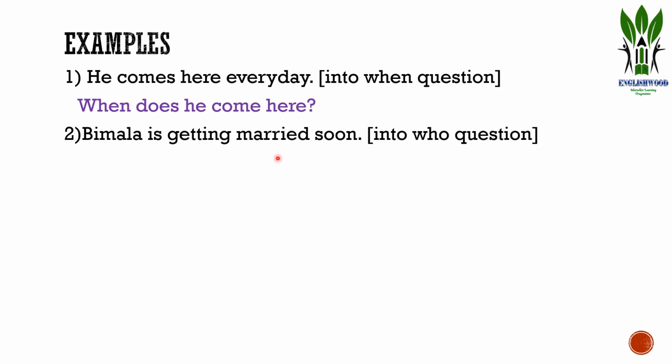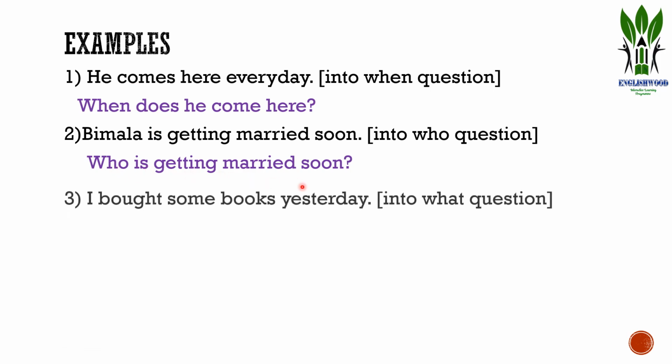Bimala is getting married soon, into who questions. So who means Bimala. So who is getting married soon? Answer is Bimala. Who question is who. Here is already an auxiliary verb. Here is no auxiliary verb. Therefore, when there is no auxiliary verb, you have to bring do, does, did. Here is a does. Here the auxiliary verb is used. Who is getting married soon?